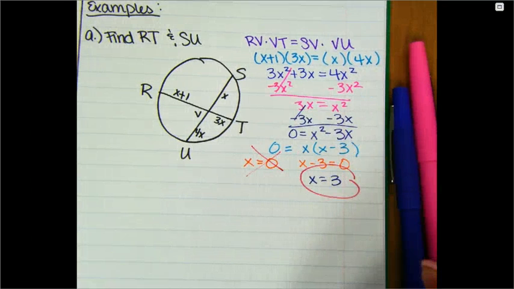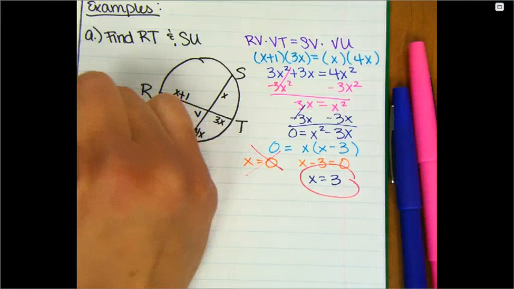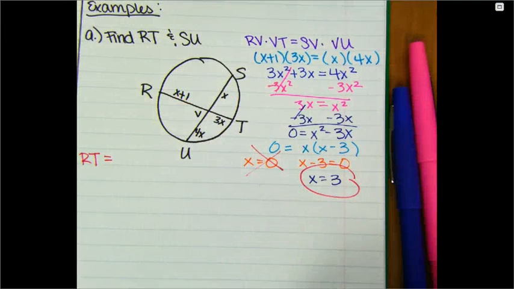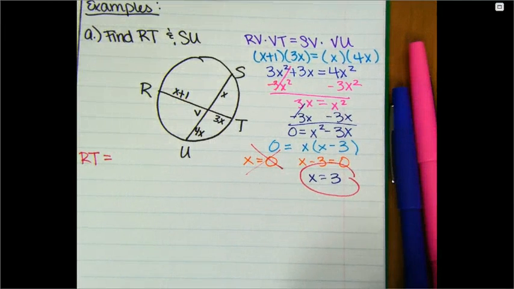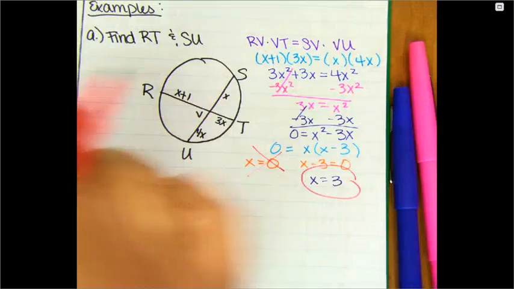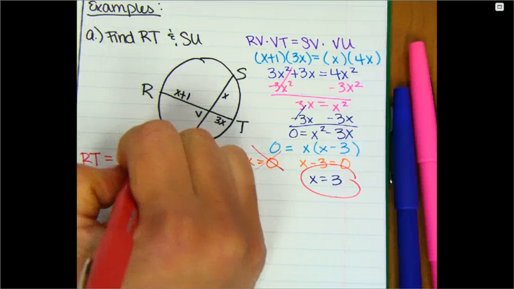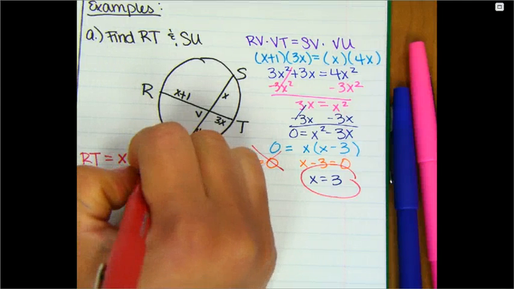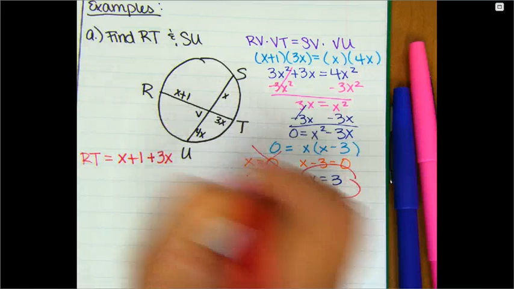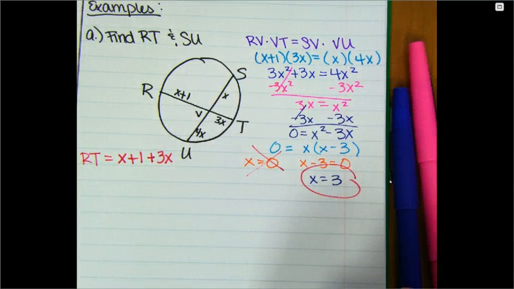So x is my answer, but that's not what the question asks. It asks for the length of what? RT. So I'm gonna plug it in. Now let's talk about RT. Tell me what is RT without using 3. X plus 1 plus 3x, because you're adding.